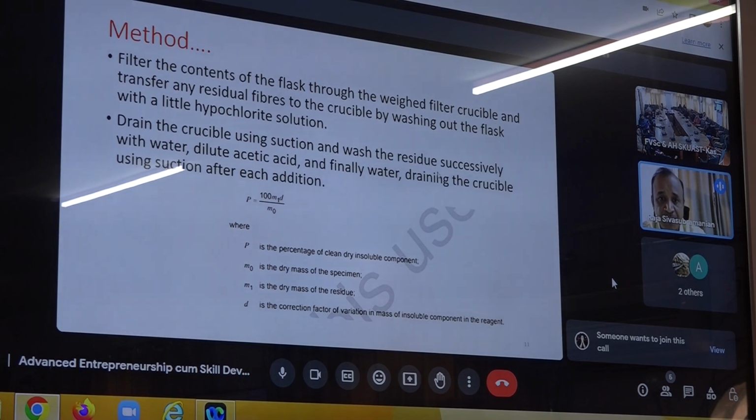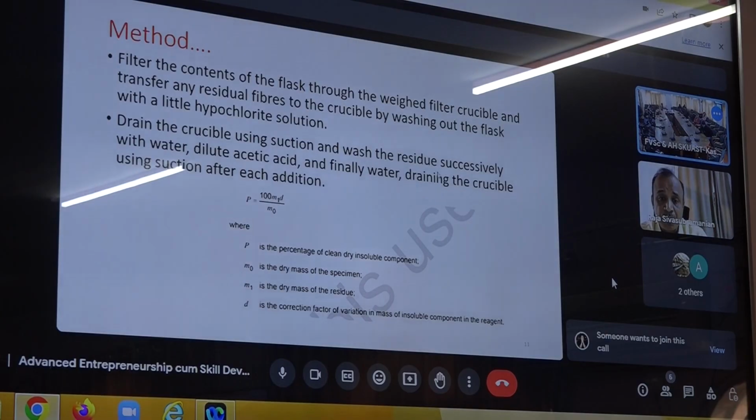So you understand this method? Anyway, all the people clear? Yes, sir. It's okay, sir.